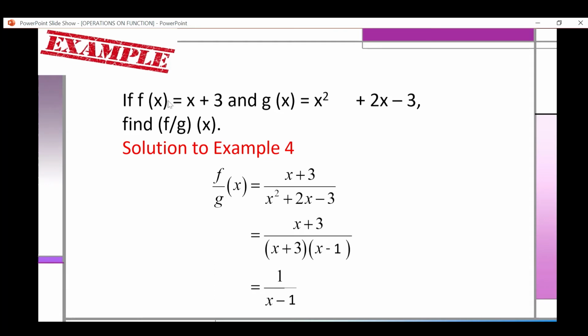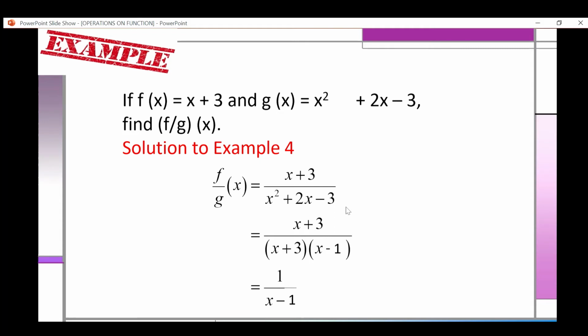So, let's have this example for division. If f of x equals x plus 3 and g of x equals x squared plus 2x minus 3, ayan. So, una, express natin yung function natin as f of x over g of x. So, f of x equals x plus 3, so substitute lang natin to the numerator. Tapos over, g of x natin is the denominator, so substitute natin to. X squared plus 2x minus 3.